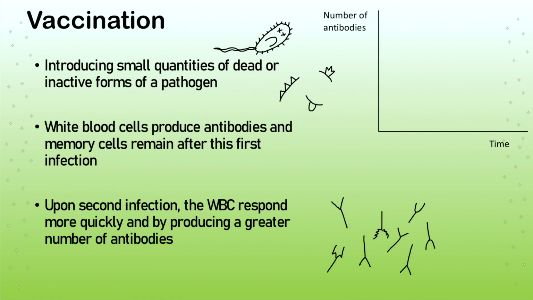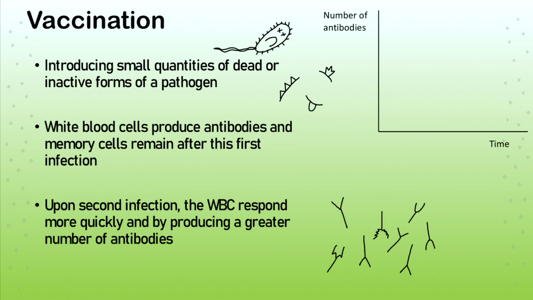So how can we do vaccination to encourage our body to defend itself even better? Well, what we do is we introduce small quantities of dead or inactive forms of a pathogen. So these won't cause you any harm. The side effects you might get from vaccination are because of your immune system working, which are what cause symptoms of a cold, for example, too.